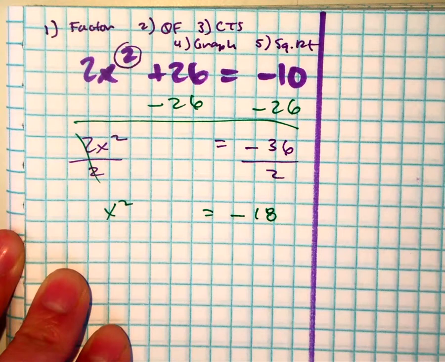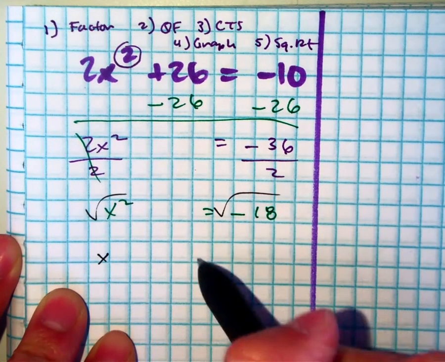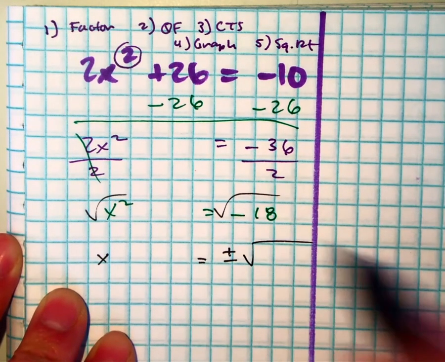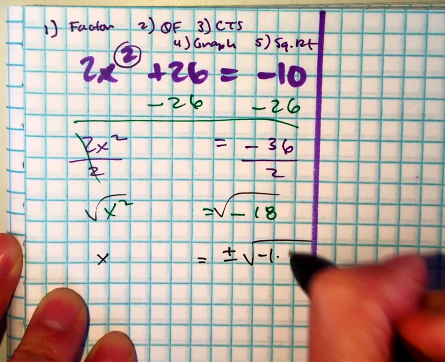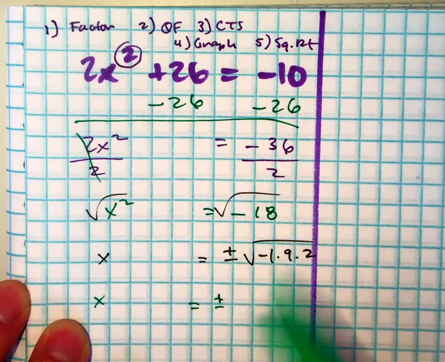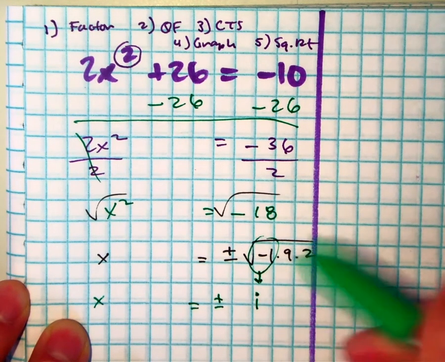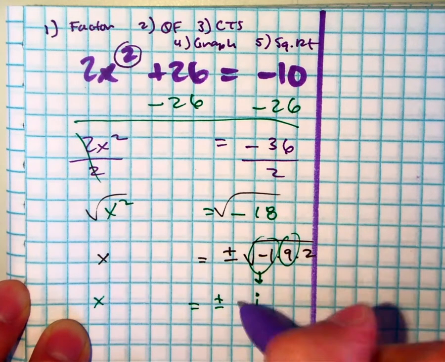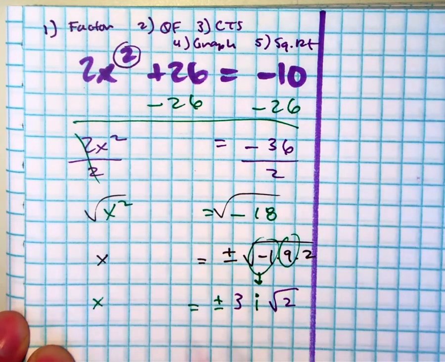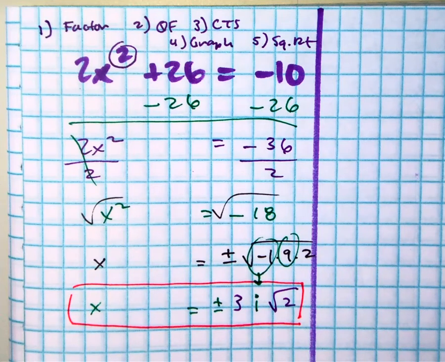To get rid of the power of 2, I'm going to take a square root. X equals plus or minus. The factors of negative 18 are negative 1, 9, and 2. So here I have the plus or minus. The square root of negative 1 is i. The square root of 9 is 3. And where's the 2? Our answer is x equals plus or minus 3i radical 2. Raise your hand if you got that.